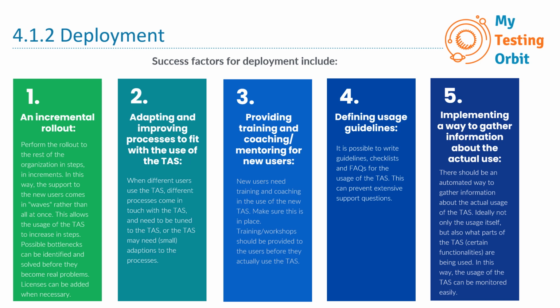Number five, implementing a way to gather information about the actual use. This one highlights the importance of setting up an automated data collection mechanism to gather information about how the TAS is being used within the organization. This data not only includes usage patterns, but also provides insights into which specific functionalities of the TAS are most utilized. Monitoring this data makes it easier to assess the effectiveness and impact of the TAS on testing processes and outcomes.